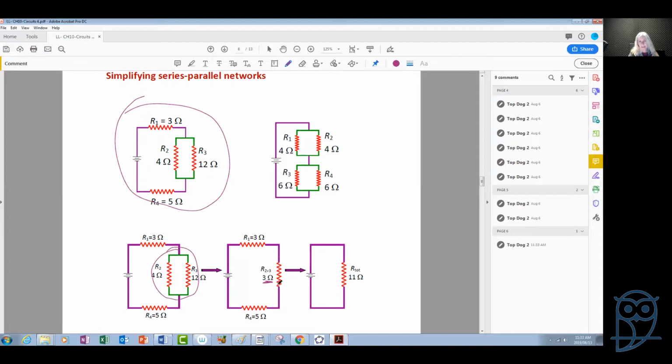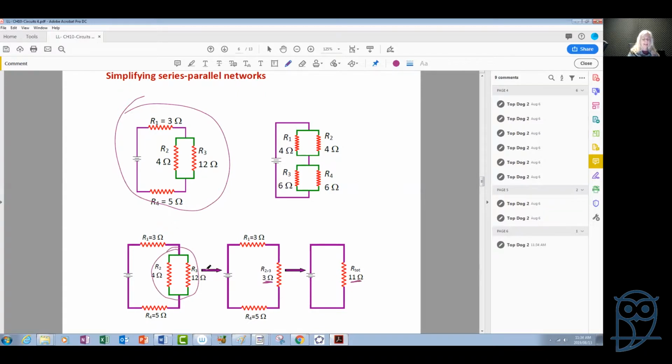I'm not going to calculate it now. So what we do is we redraw this circuit, but instead of this parallel branch, we replace it with a single resistance, which is the equivalent of the parallel connection. Then I have now a circuit which has 3 resistors in series. So we find the equivalent resistance of these 3 which are in series, and we redraw the circuit again by replacing all these 3 resistances with their equivalent, which in this case is 11 ohms, because 3 plus 3 plus 5 is 11 ohms.